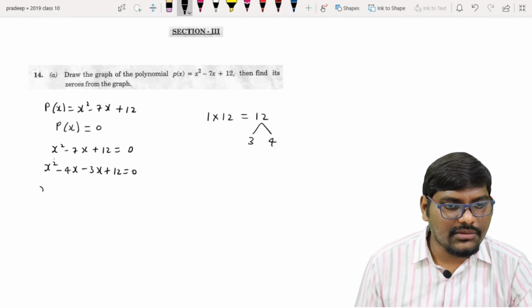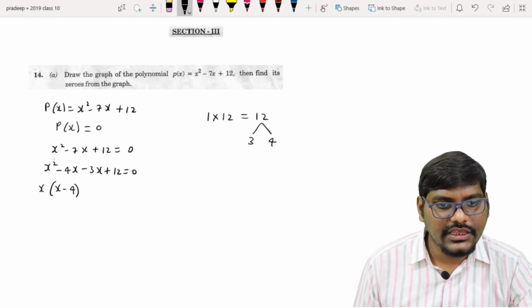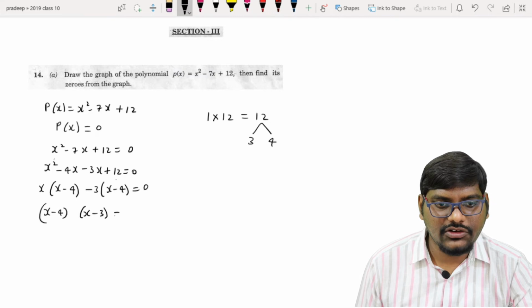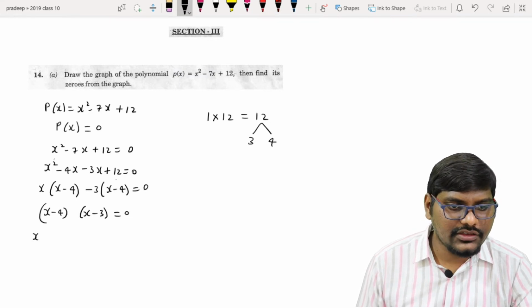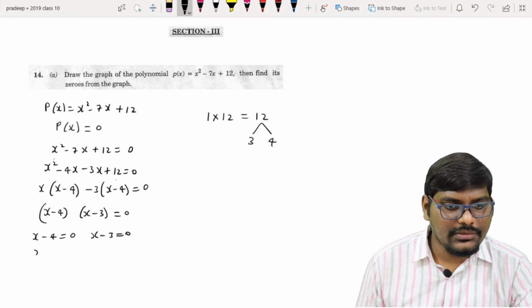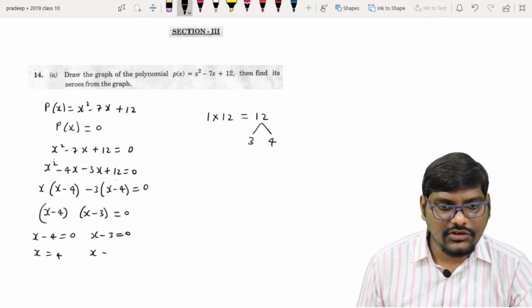So here I can take x common, and I'll remain with x minus 4. Here if I take minus 3 common, since 3 4s are 12, x minus 4 remains, right? 3 4s are again 12, and minus 3x, again it was minus 3x. So again I can take x minus 4 common, and I'll remain with x minus 3 equal to 0. If I separately take x minus 4 equal to 0 and x minus 3 equal to 0, I'll be getting x equal to 4 and x equal to 3.